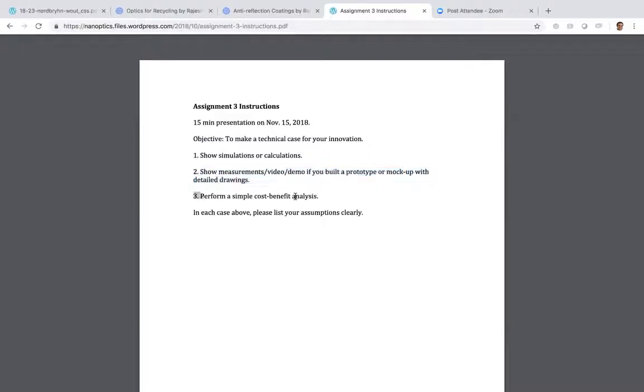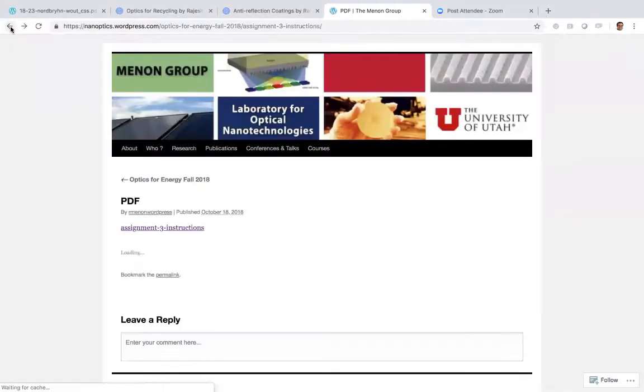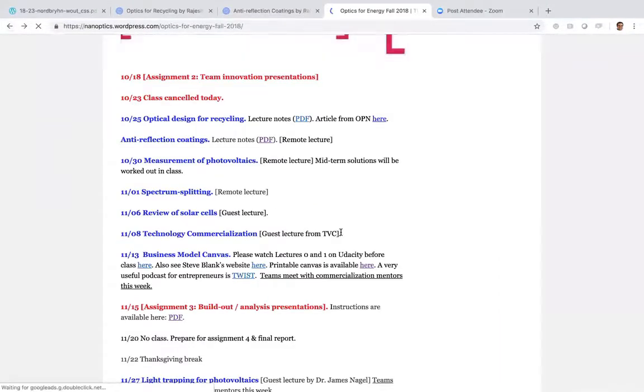The last thing, which we didn't talk about too much, is to do a cost-benefit analysis. Just take a quick look at the cost of parts and estimate how much things might cost. We'll go into a bit more detail on this in the next assignment, but just take a quick preliminary look at it. Maybe there are trade-offs on different materials, so cost versus benefit. In each case, of course, list your assumptions very clearly. Is that okay? Okay, and just email me if you're confused on anything. I'll leave it to each team.